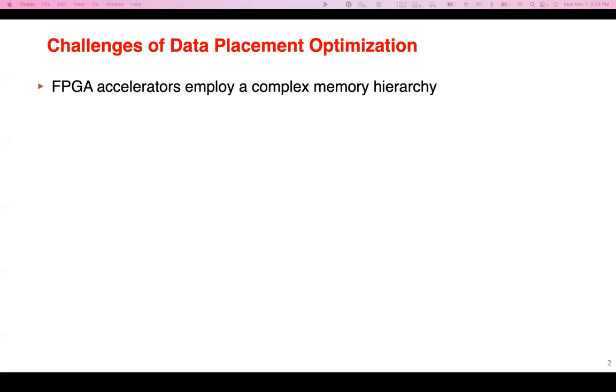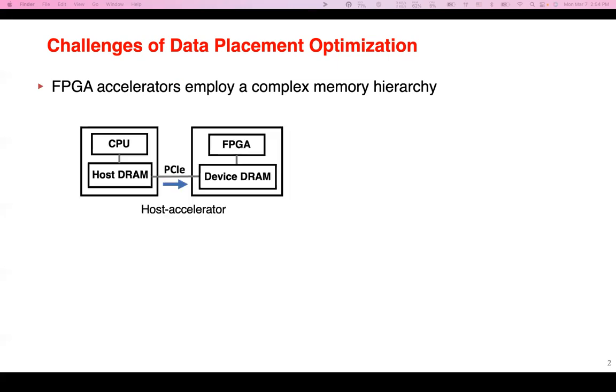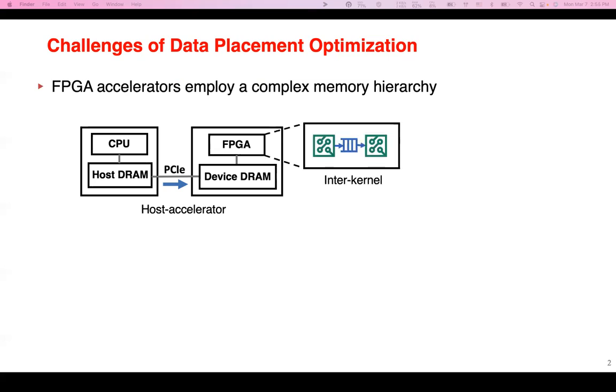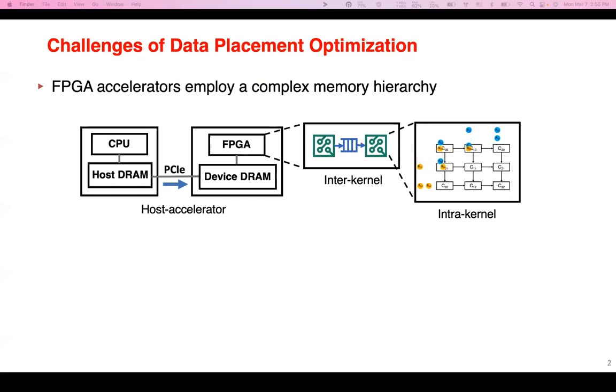Data placement is crucial to performance. However, it is not an easy task to optimize data placement on FPGAs. First, FPGA accelerators employ a complex memory hierarchy. The data placement happens at different levels. Specifically, data placement happens between host and accelerator, between compute kernels inside the accelerator, and for compute kernels implemented with spatial architectures like systolic array.